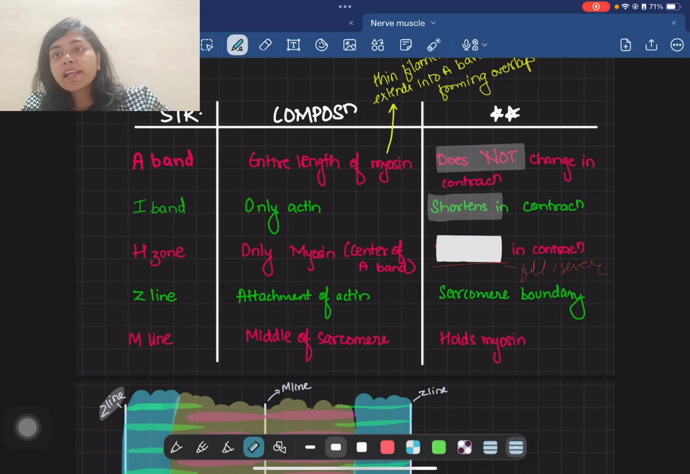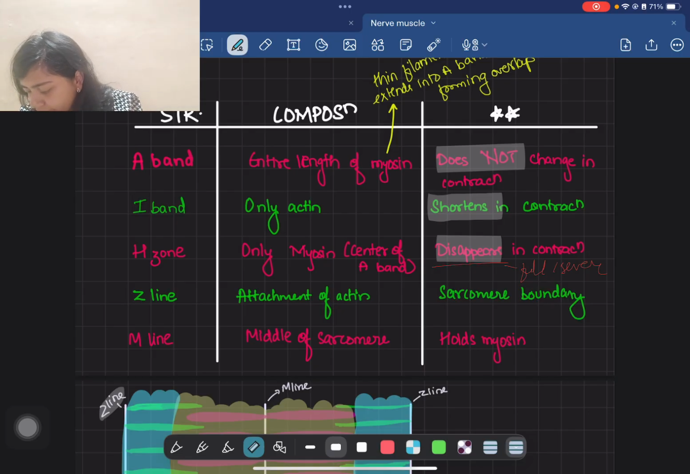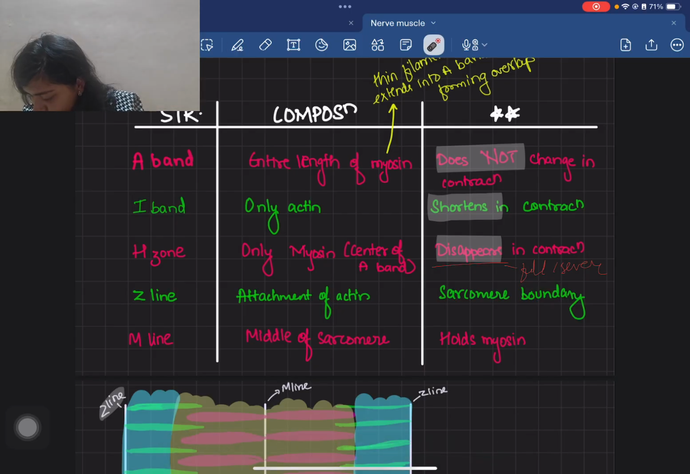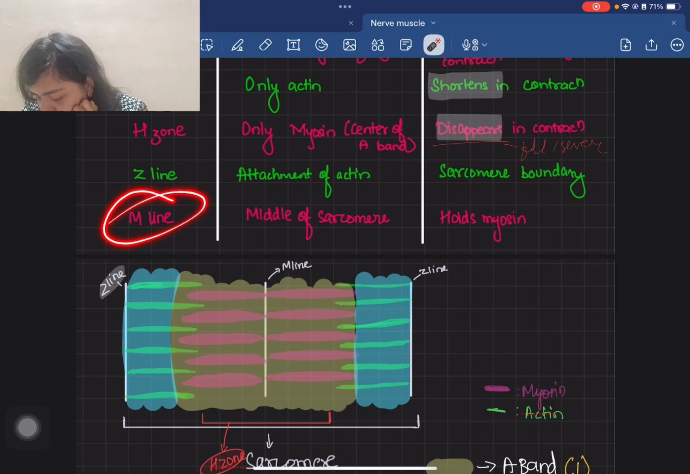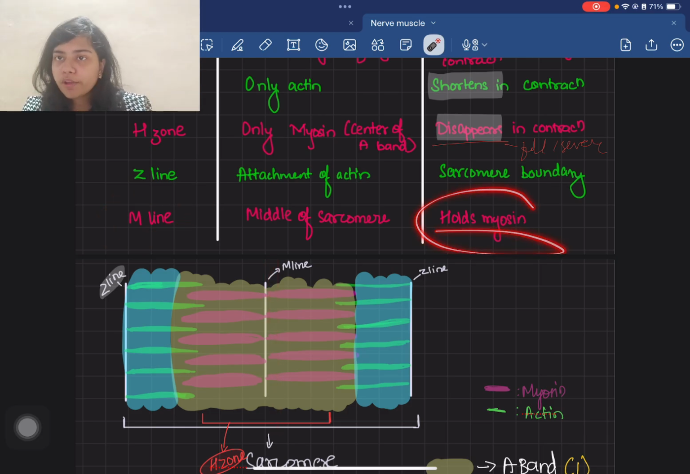So at the time of contraction again more overlapping will occur. So if there is severe contraction, it may also disappear during contraction. Z line is where actin is attached, and it is the sarcomere's boundary, right? Because sarcomere extends from one Z line to another Z line. And M line is the middle of the sarcomere which will hold your myosin.